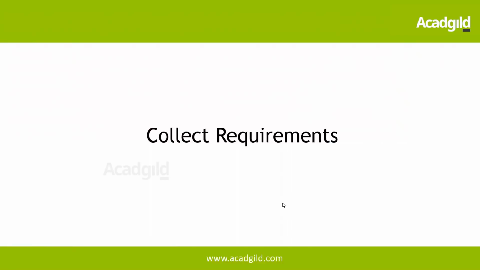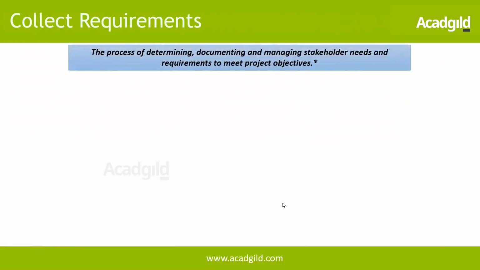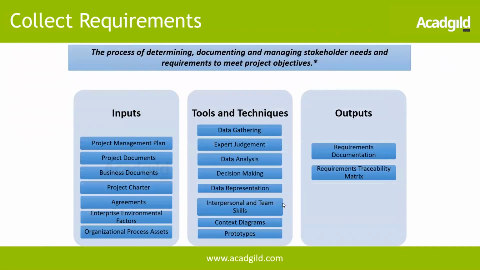So the next process in scope management is collect requirements. So we have defined how the scope will be managed, and we have also created a document called requirements management plan talking about how the requirements will be gathered, analyzed and documented. Now we are getting into the next process of collecting the requirements. So this is a process of determining, documenting and managing stakeholder needs and requirements to meet project objectives. So the requirements are gathered by talking to the different stakeholders, understanding the stakeholders' needs and then coming out with the requirements document. So let's look at the inputs, tools and techniques and outputs.